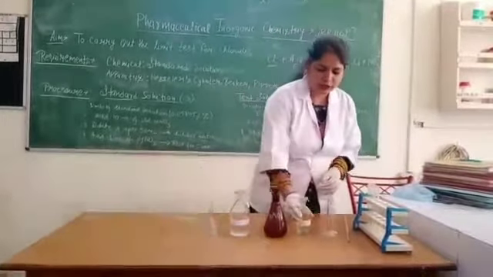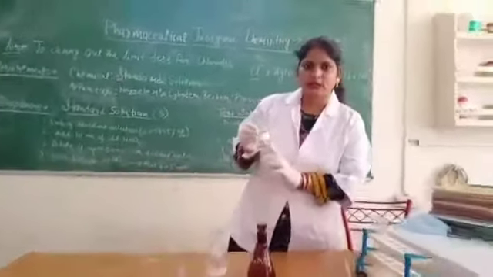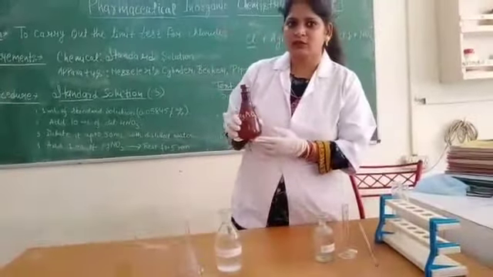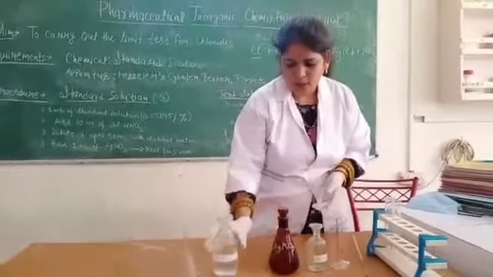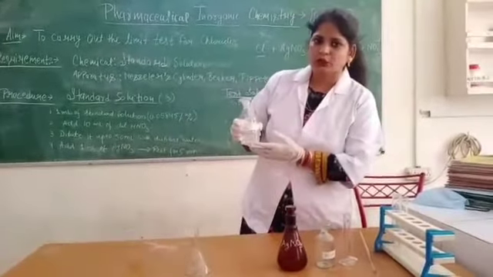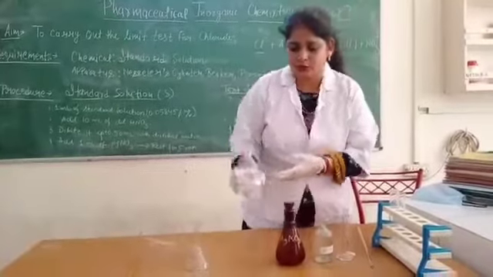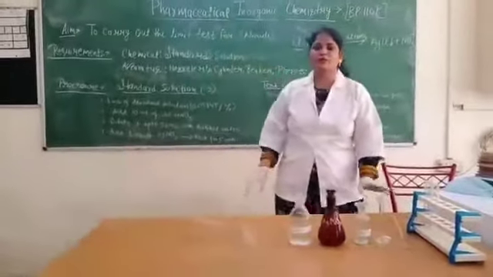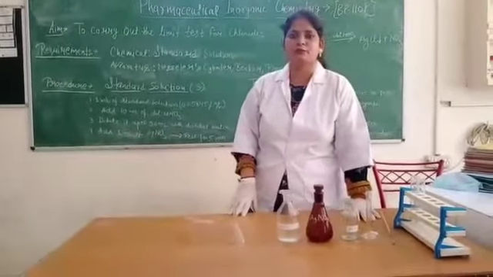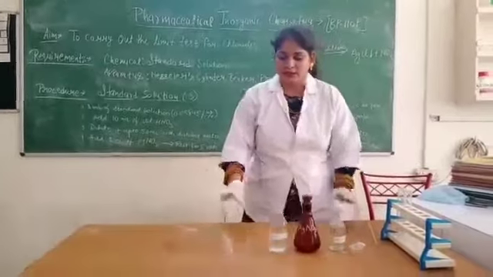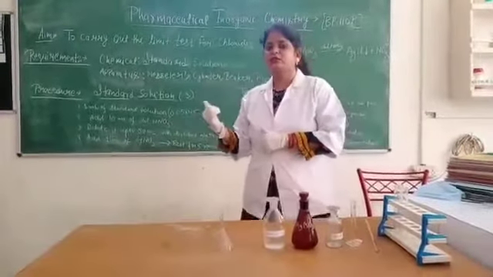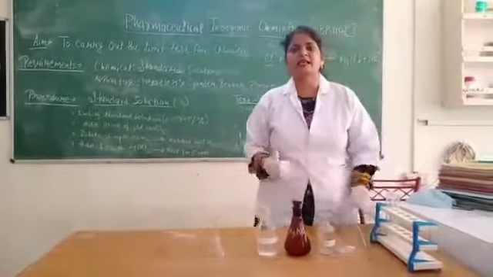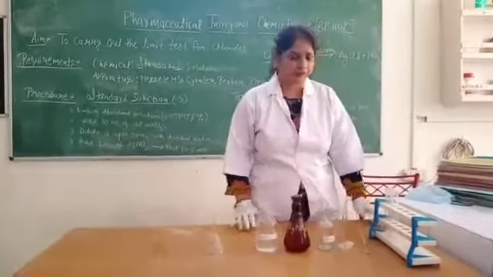For that we need dilute HNO3, that is nitric acid, AgNO3, that is silver nitrate. This is the solution for chloride, that is the standard solution for the chloride test. This standard solution is 0.0585% weight by volume of NaCl. We will prepare this solution by dissolving 0.05845 gram of NaCl in 100 ml of water.